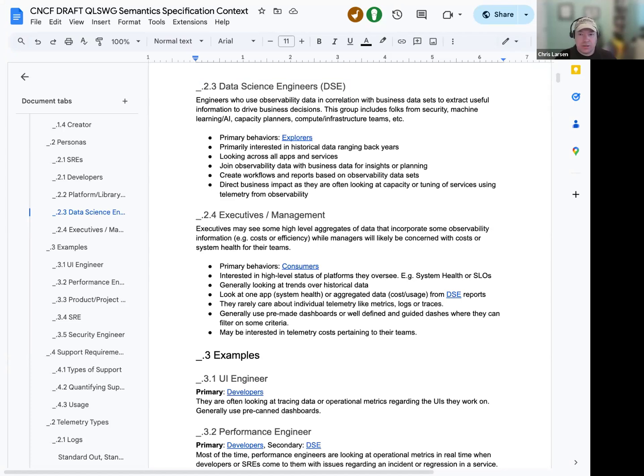We've seen that a ton at Netflix. A lot of big companies have seen that as well. So we do need to support data science engineers more and more as we see observability expand.